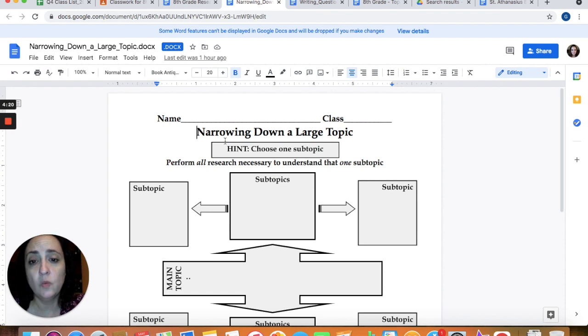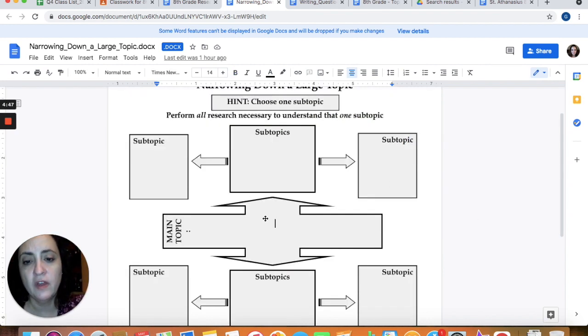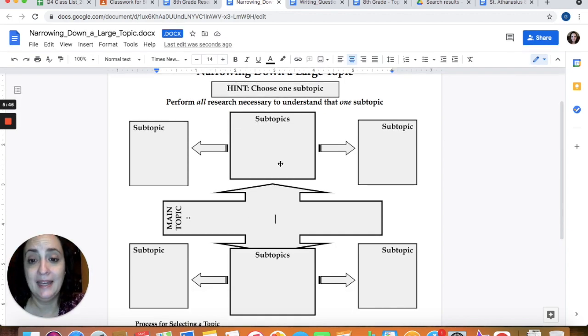So here is one of the documents I've attached to this assignment. You do not need to submit this back to me. This is just for you to help yourself. You can type in a main topic. So let's say your topic is toy fads. So that would be your main topic in the middle here. And you can break that down into 2 subtopics. Maybe you could narrow it down by time period, maybe toy fads of the 1980s, toy fads of the 1990s, and then subtopics further than that, toy fads of the 1980s. You could write about Cabbage Patch Dolls, or you could write about Star Wars toys.